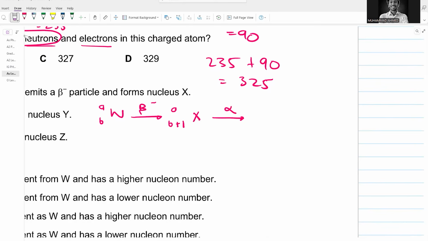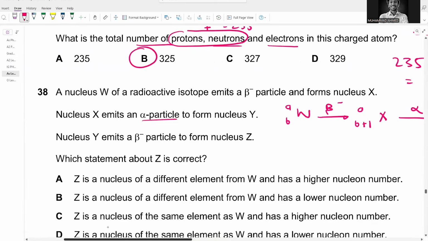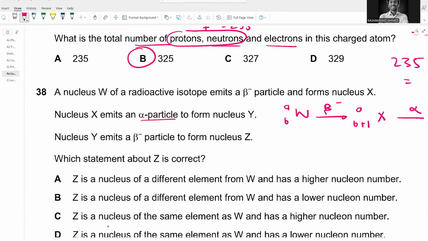If your mass number decreases by 4, you will say A-4. Proton number decreases by 2, तो क्या लिखोगे? B plus 1 minus 2, that is -1. And this is known as your nucleus Y.